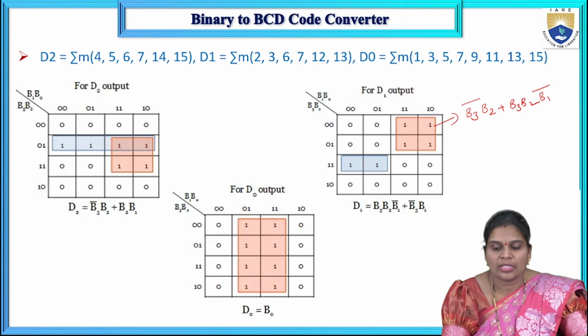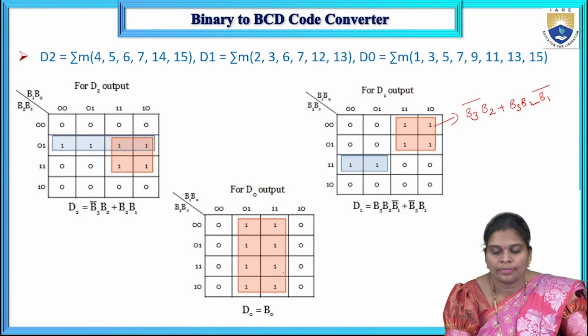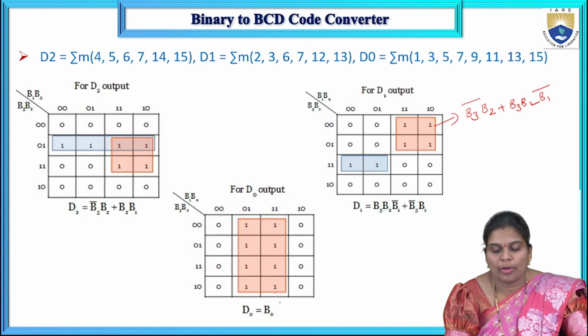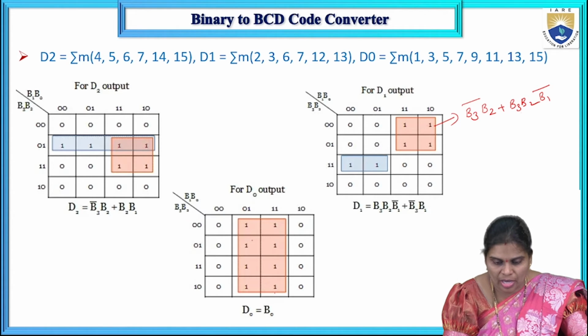Okay, so next one is D0, 1, 3, 5, 7, 9, 11, 13 and 15. So 4, 5, 6, 7, 8, 9, 10, 11, 12, 13, 14, 15. In this, 4 variables came up, so here it is possible to form one group of all the 8 ones. These ones are the adjacent of these numbers. Okay, now we can form one group of this one.